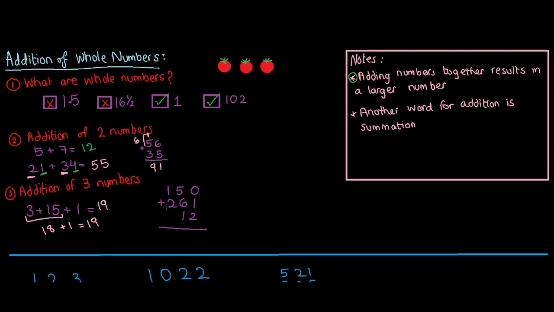150 plus 261 plus 12. 0 plus 1 plus 2 is 3. 5 plus 6 is 11, and 11 plus 1 is 12. Again, we carry over the 1. 1 plus 1 is 2, and then 2 plus 2 is 4. So our answer is 423.